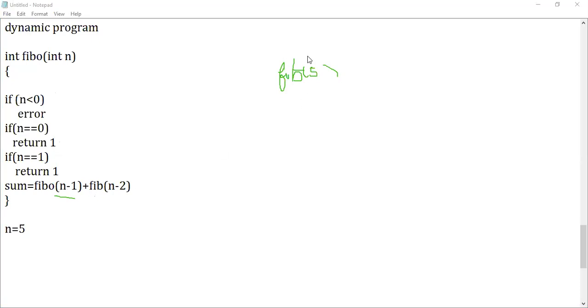Let me make it a little neater so that everyone can make use of it. Fibo of 5 will be called here. When Fibo of 5 is called, this will be made into two elements, right? Fibo of n minus 1 becomes Fibo of 4, and Fibo of n minus 2 becomes Fibo of 3. So again, Fibo of 3.